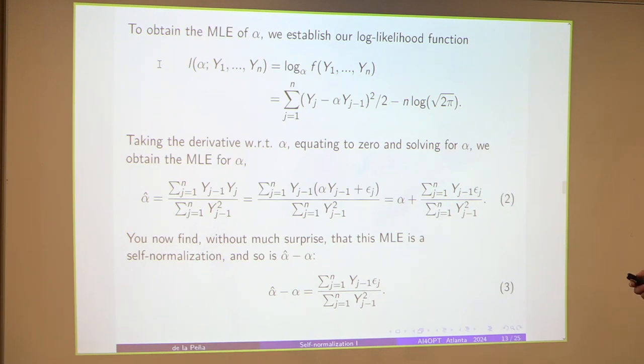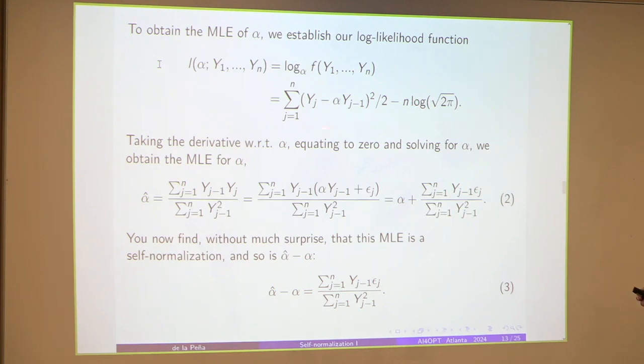Now, we want to find the MLE, the maximum likelihood estimator of alpha, and we want an exponential inequality for the maximum likelihood estimator. And voila, the maximum likelihood estimator is a self-normalized statistic. In particular, the log likelihood function, if this is the density of y1 up to yn, can be written, the logarithm of the density is the sum, j going from 1 up to n, of (yj minus alpha yj minus 1) squared over 2, minus n log 2 pi.